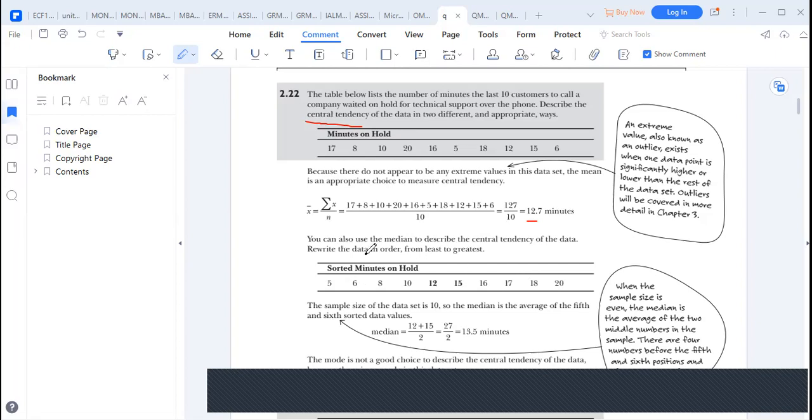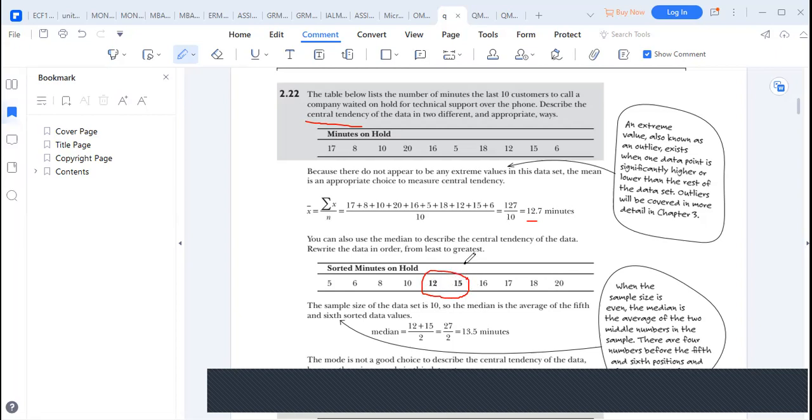So in this data set, we're going to have the 5th and the 6th in the middle. We identify the numbers by counting 1, 2, 3, 4, 5 from one side and 1, 2, 3, 4, 5 from the other. So there are two numbers in the middle here, 12 and 15. So these both fall in our median.